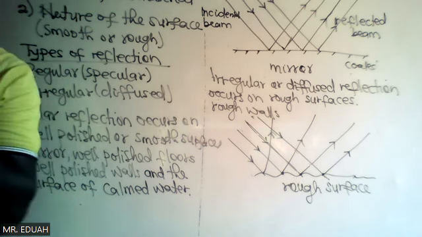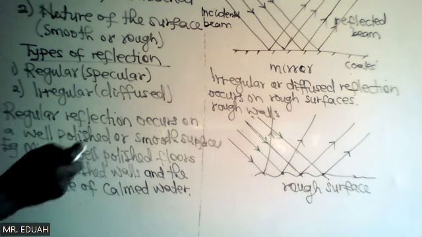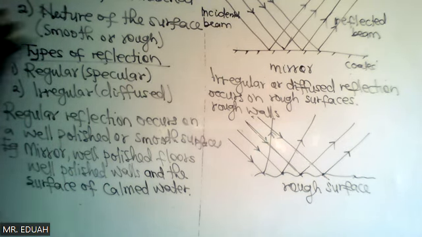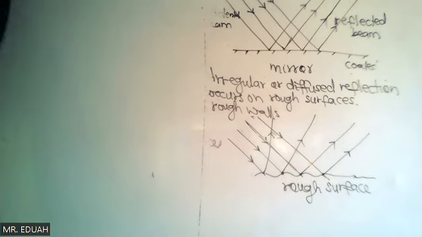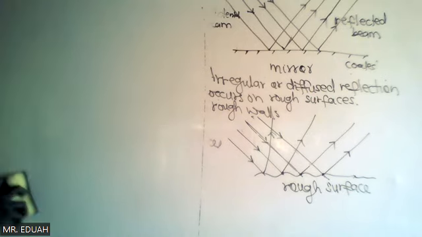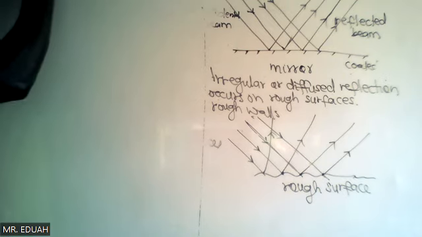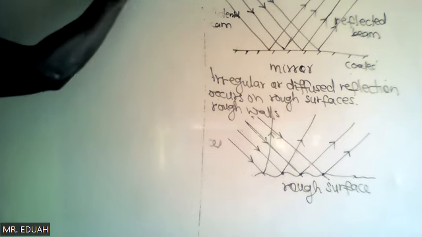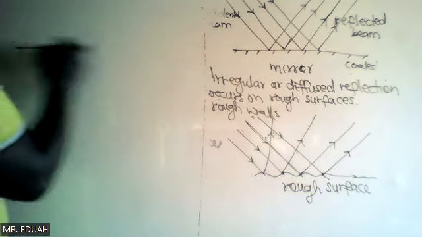Okay. Then let's look at laws of reflection. We have two main laws of reflection. And these two main laws apply when the surface is rough or smooth. No matter the situation, the law works out. Let's have a smooth surface.